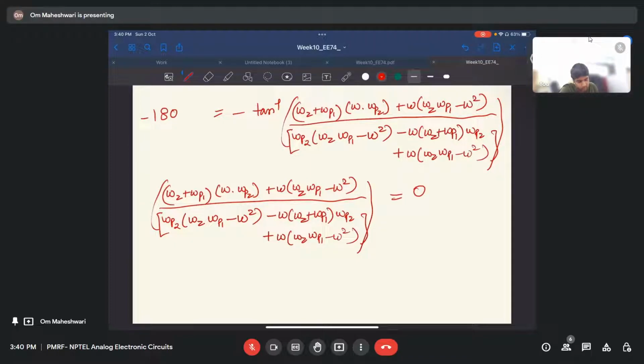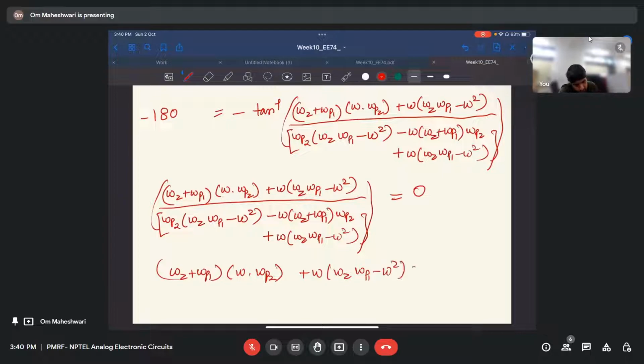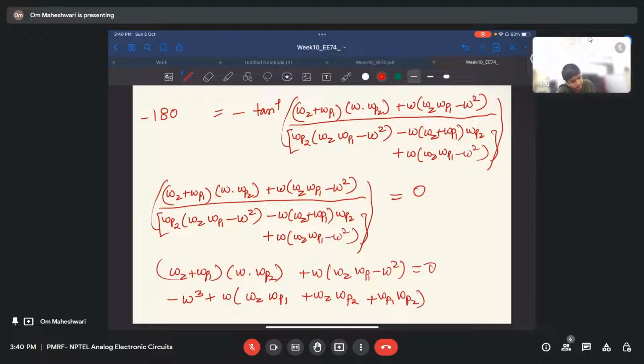omega times (omega z plus omega p1) omega p2 plus omega z omega p1 minus omega square equals 0. If I solve it, it will be minus omega cube plus omega times (omega z omega p1 plus omega z omega p2 plus omega p1 omega p2) equals 0.